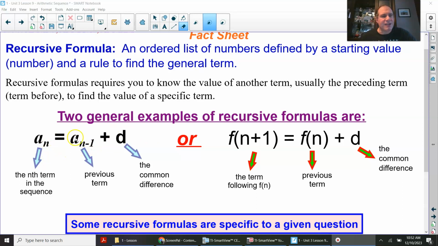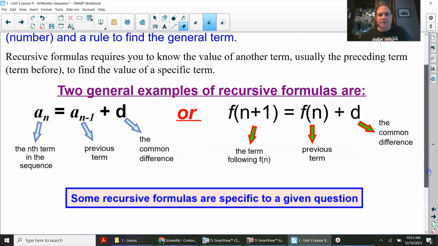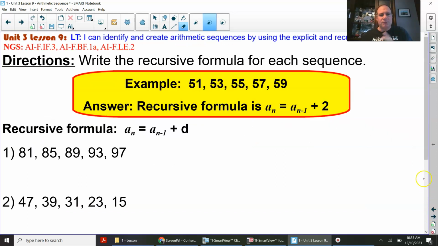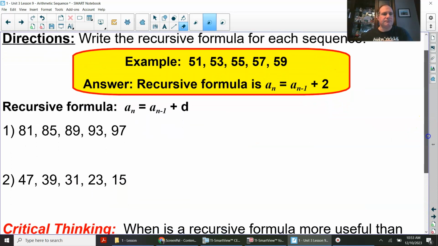All right, so the two examples of a recursive formula are on the screen in front of you. A sub n equals a sub n minus 1. A sub n minus 1 is always the previous term. It's the term you're looking for minus 1. That's the previous term. So that's why it's important with a recursive formula to know the term that's before the term that you are looking for. All right, and we'll get into some questions. And then it's plus d, which is the common difference. And then this is a different formula, an example of that formula. We'll get to those, and then we'll go into what we're talking about here.